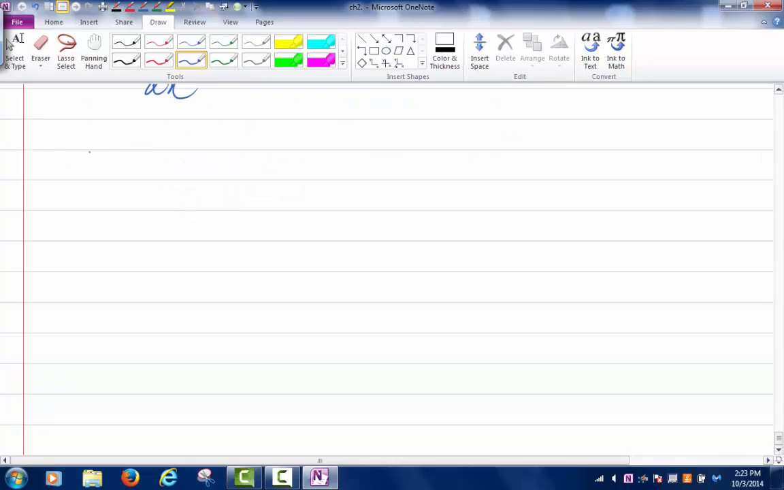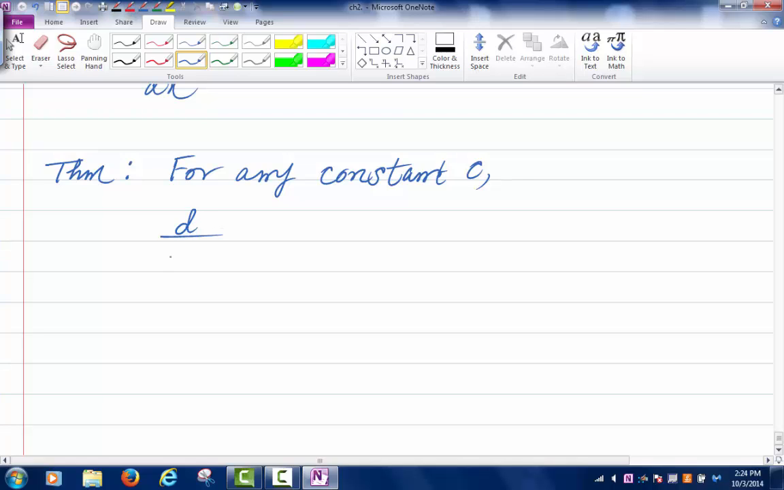Here is another theorem: for any constant c, the derivative with respect to x of c is 0.